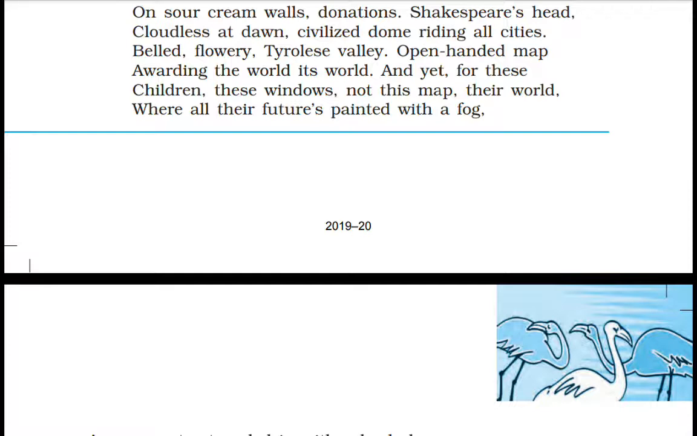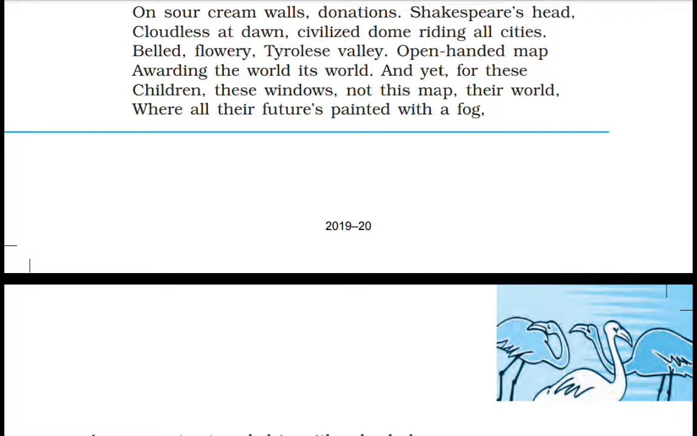Then there is an open-handed map, awarding the world its world. Now what is the meaning of awarding the world its world? It means this map is showing the world to the world. And yet for these children, not this map, but these windows are their world. All the things that are put on the wall are just in contrast to the lives of the children, because for these children, these maps and this Tyrole's valley are out of their reach.